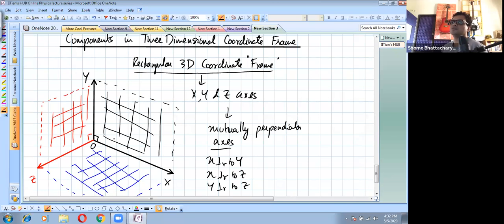Any point on this wall has its z coordinate zero because it's in the xy plane. Similarly, any point on this wall has its x coordinate as zero because it is in the yz plane. See that this is the yz plane. Similarly, this is the xy plane. And the floor here is the zx plane or xz plane.